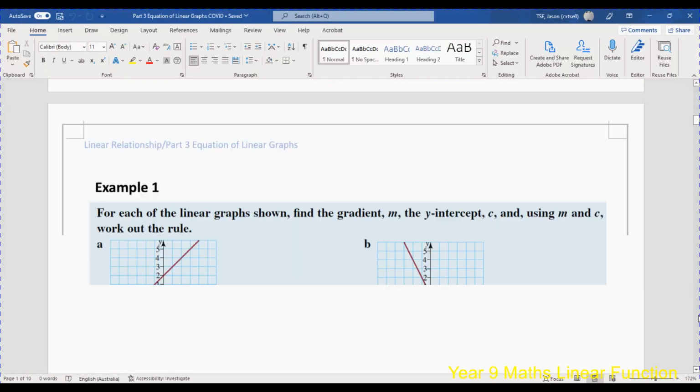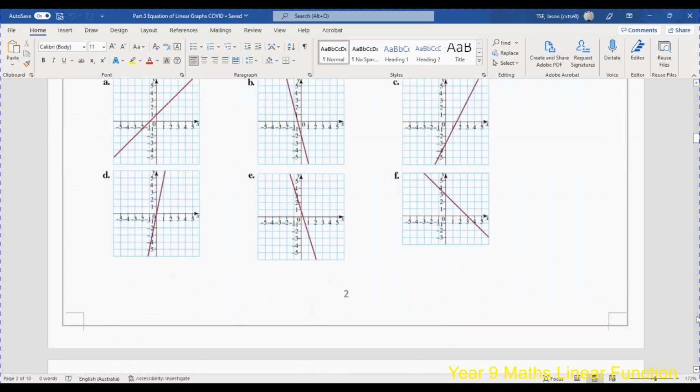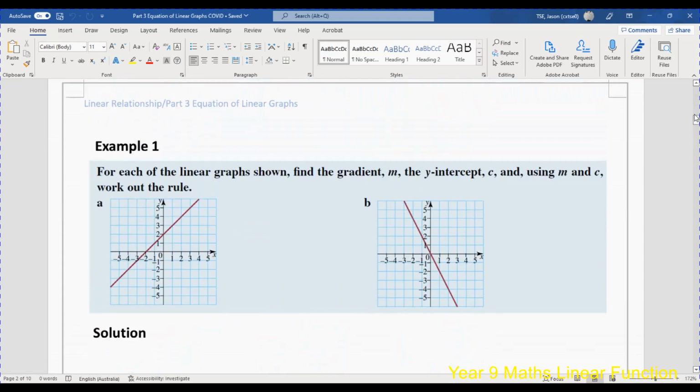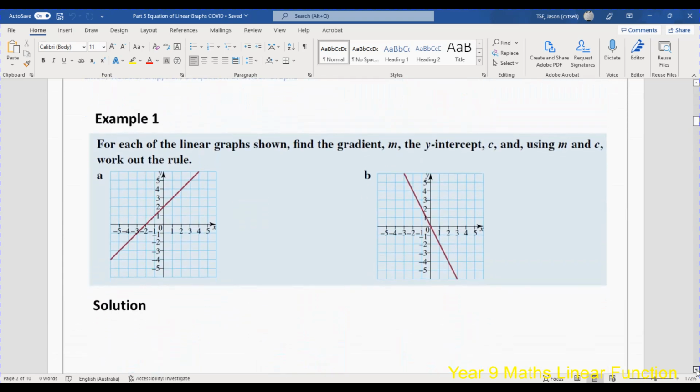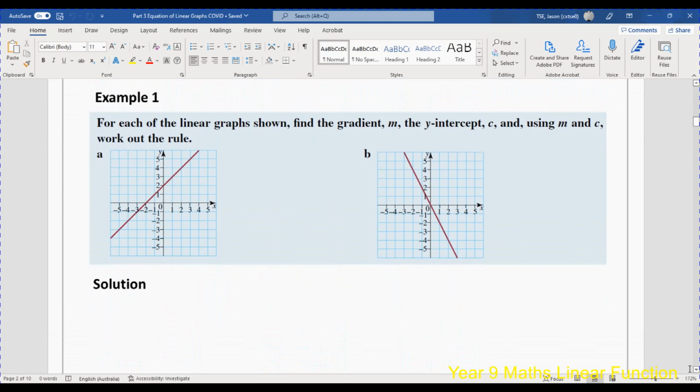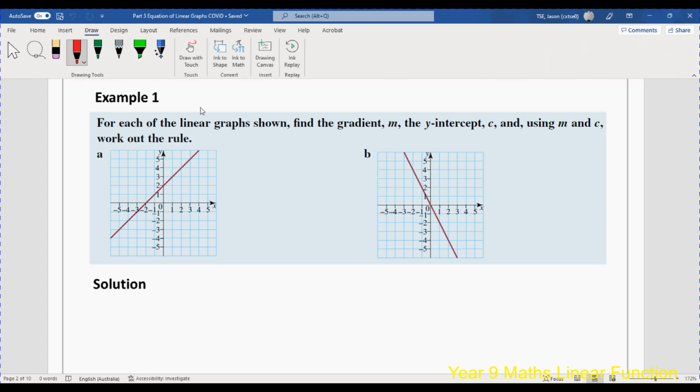Okay, so let's go to your handout. That should be page number 2. On page number 2, what you're going to find is example 1. In example 1, you are going to find the gradient. So that's one thing. And then you are going to find the y-intercept. And then using m and c, work out the rule.